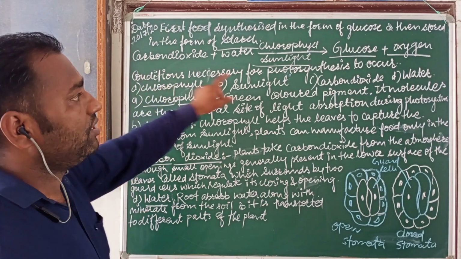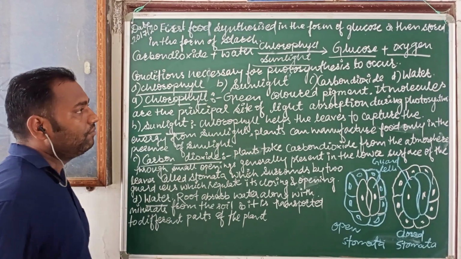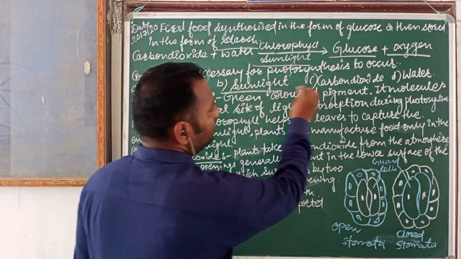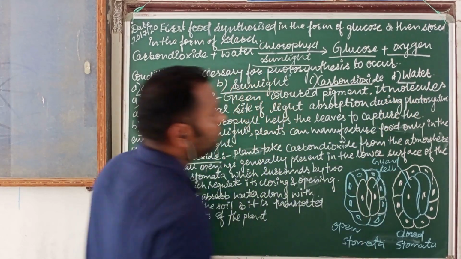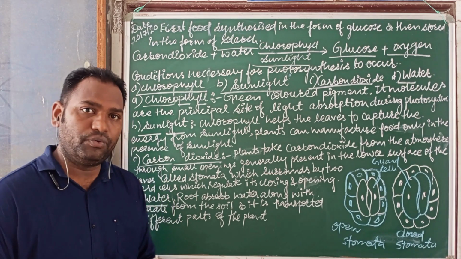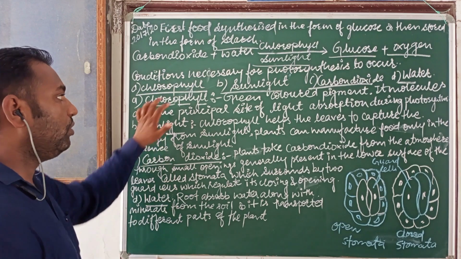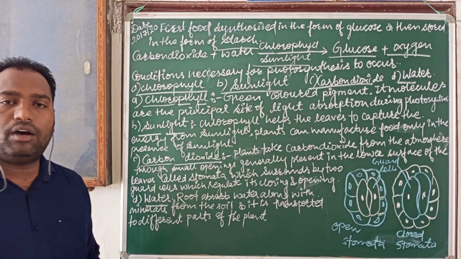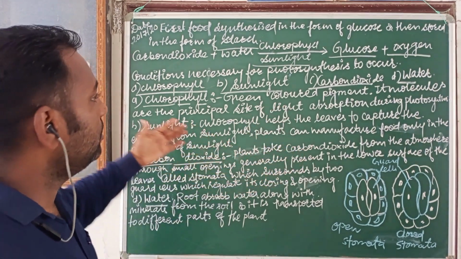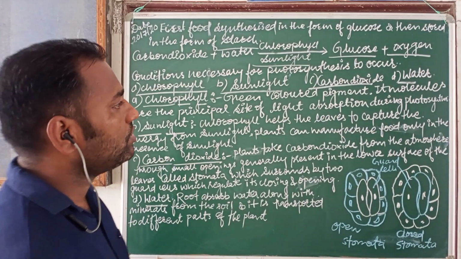Next are the conditions necessary for photosynthesis to occur. The first condition is chlorophyll. We already discussed what chlorophylls are. The next conditions are sunlight, carbon dioxide, and water. So these four are the conditions necessary for plants to prepare their own food. First is chlorophyll, a green colored pigment. Chlorophyll is a green colored pigment found in leaves, and its molecules are the principal site of light absorption during photosynthesis.